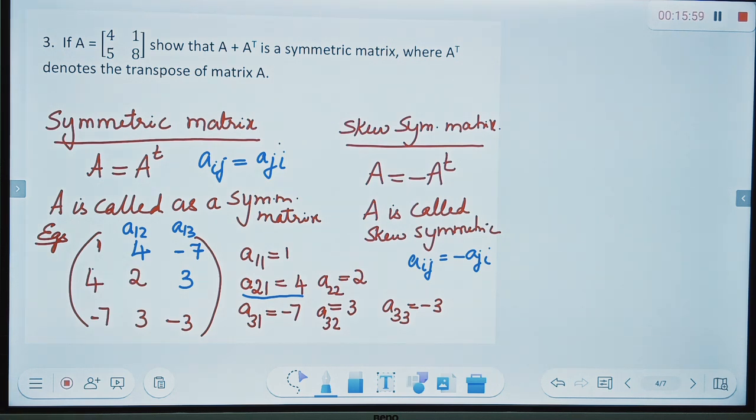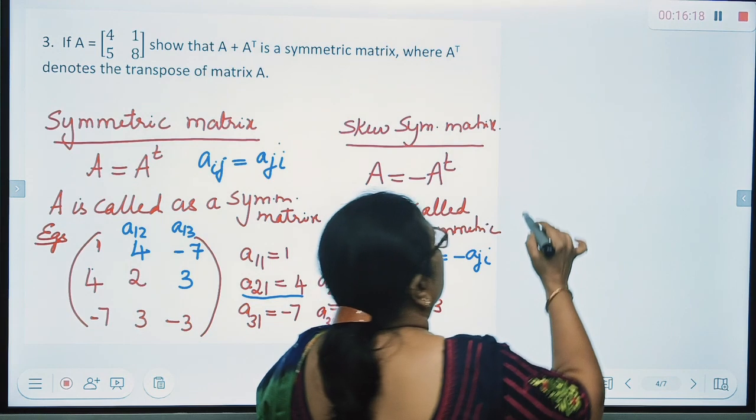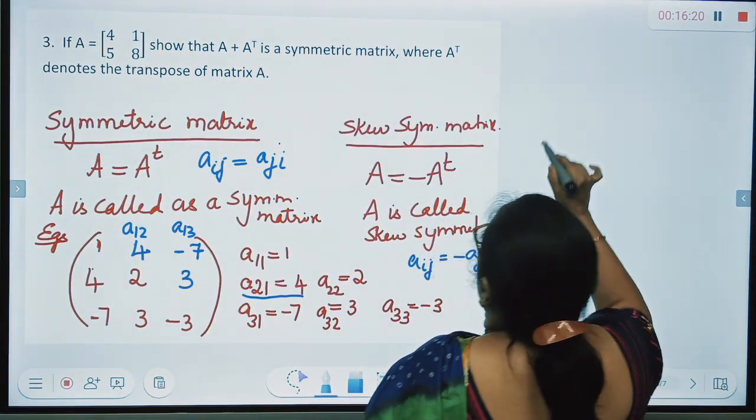Are you able to understand how to make the element? If I know some of them, then I can find the other. If I know one side of the triangle, so this is like a triangle, then I can fill the other triangle because I know Aij is the same as Aji. Okay. Now, let us make a skew symmetric matrix.